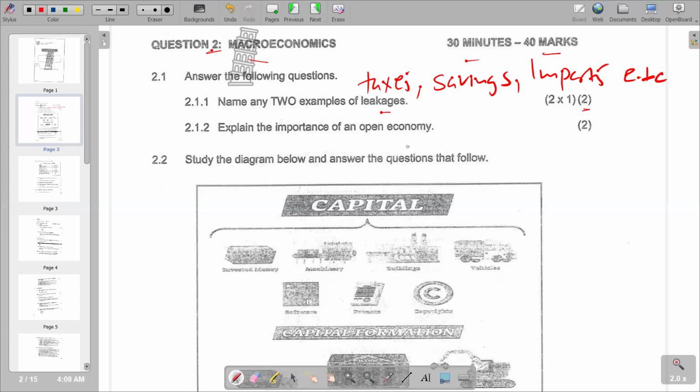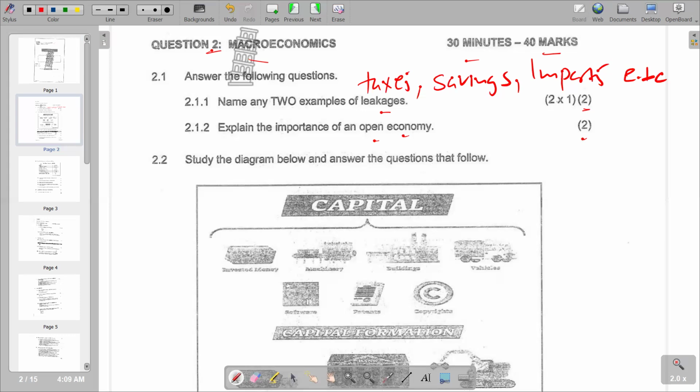Next is 2.1.2. Explain the importance of an open economy. The question has 2 marks. An open economy, remember, is an economy that engages in international trade, or trade with other countries, and that is an economy that is open. The opposite is a closed economy, which is not engaging in international trade or interacting with other countries.